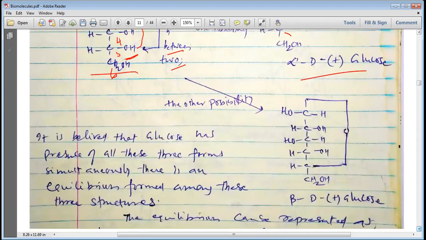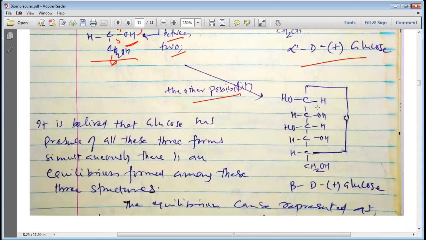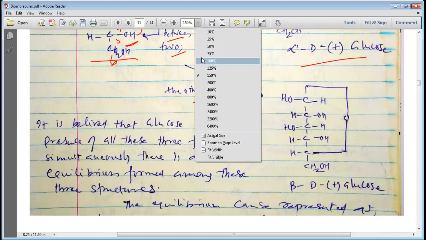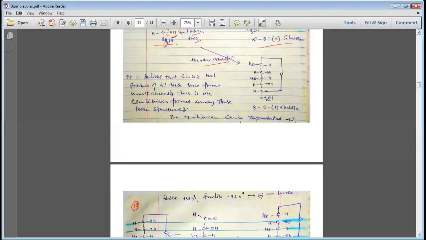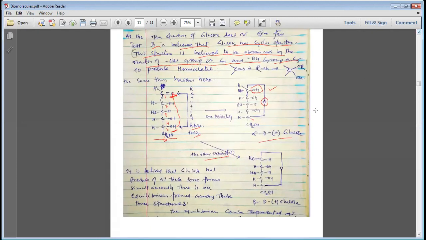This cyclic structure has two possibilities. If we study well, my dear students, there are two possibilities for this cyclic structure of glucose. On the first carbon, the OH group is present on the right hand side. This is one possibility, and the OH group present on the left side is the second possibility for the cyclic structure of glucose.